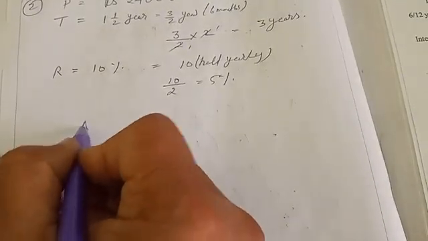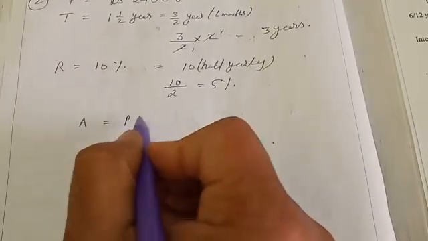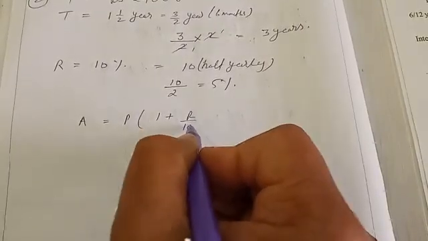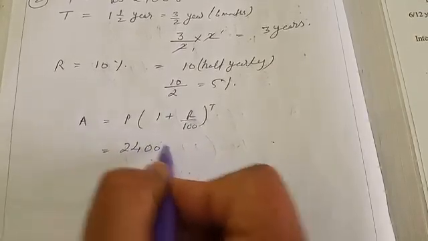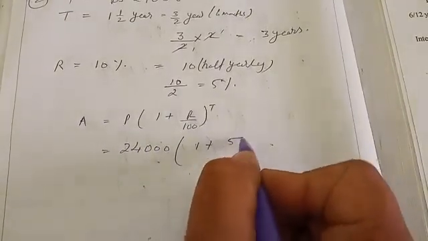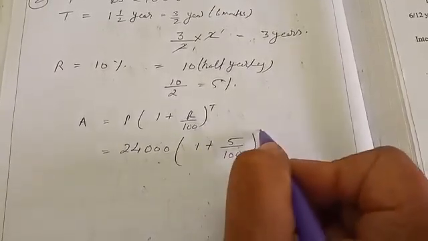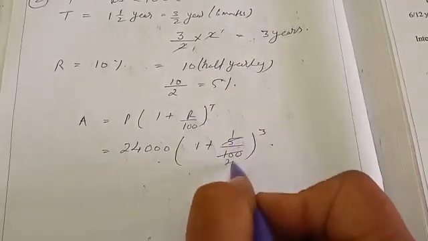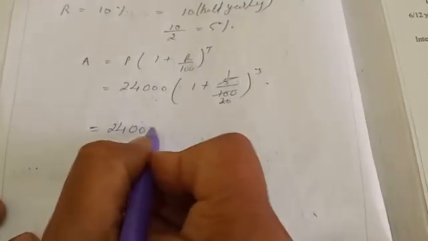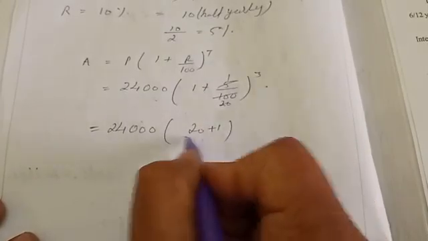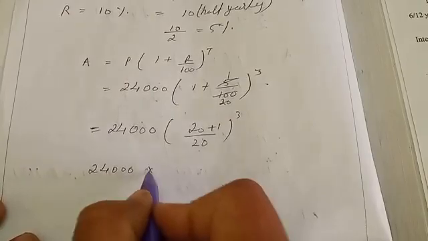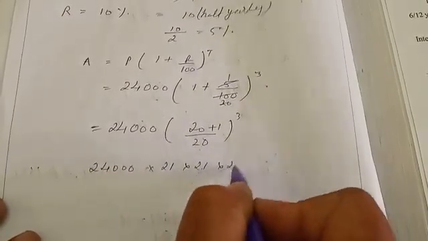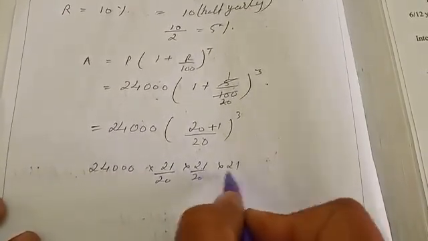Now we have to put in the formula: amount equals principal bracket start 1 plus r upon 100 whole power time. Then principal is rupees 24,000, bracket start 1 plus r is 5% upon 100, time is 3 years. 5 ones are 5, 5 20s are 100. Now 24,000 into 20 plus 1, that is 21 upon 20, power 3. That means 24,000 into 21 into 21 into 21, 3 times, upon 20 into 20 into 20.